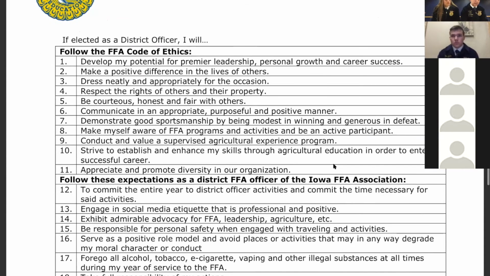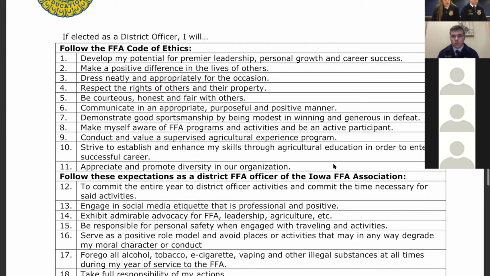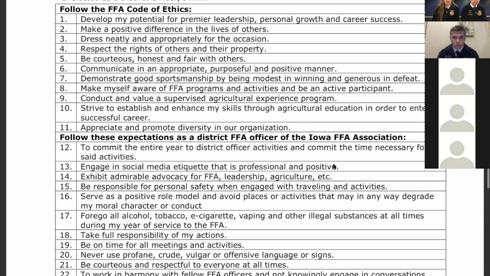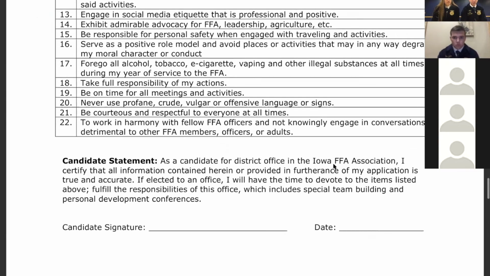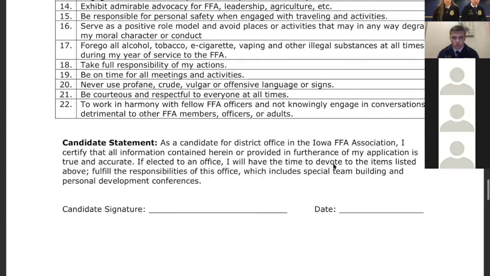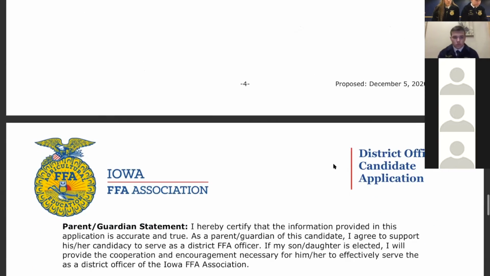Yeah, definitely. The next few pages we're not going to explain all of, but these are things you should look over pretty deeply. I definitely did. They make sure you are holding up to what you say you do when applying for district office. Read through those when the applications come out, and then sign and date at the bottom.